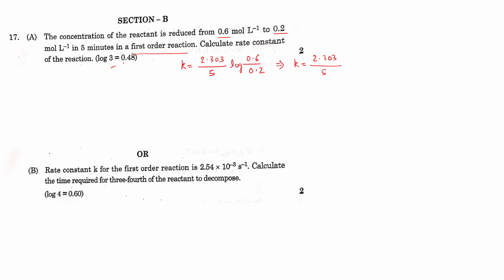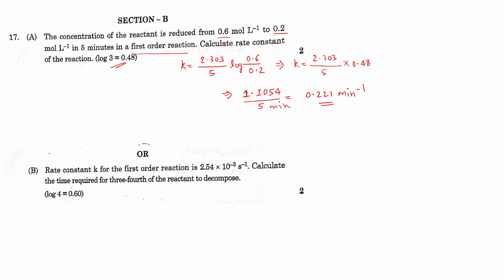It is given in the question. So I will directly multiply it by 0.48. When I multiply it by 0.48, the answer is 1.1054 by 5, so it will be roughly around 0.221. The unit of rate constant is going to be minute inverse because the time is in minutes. So this is the correct option, the correct answer.